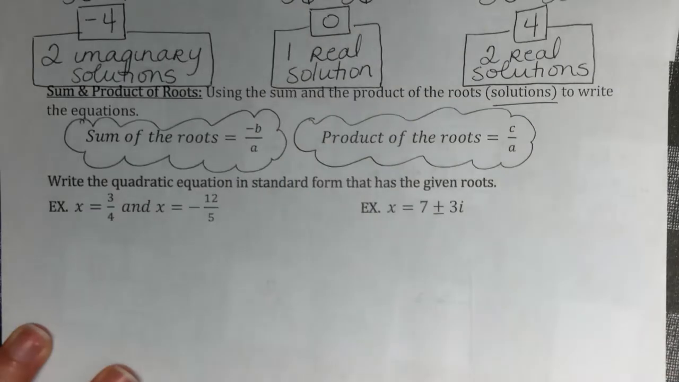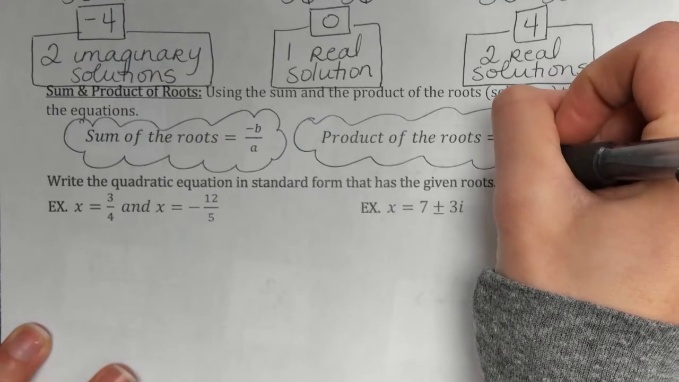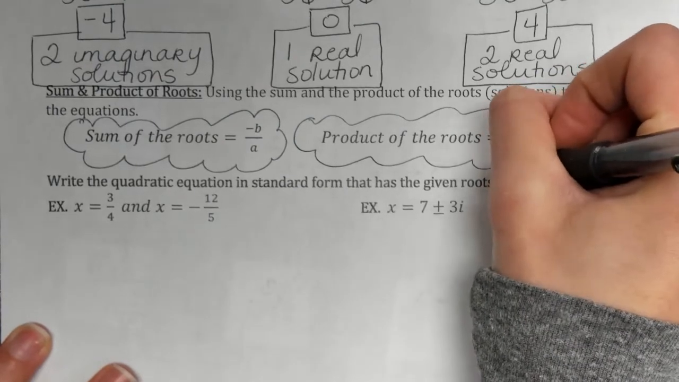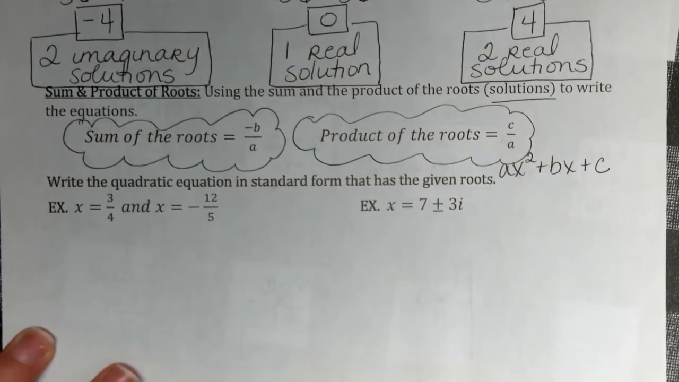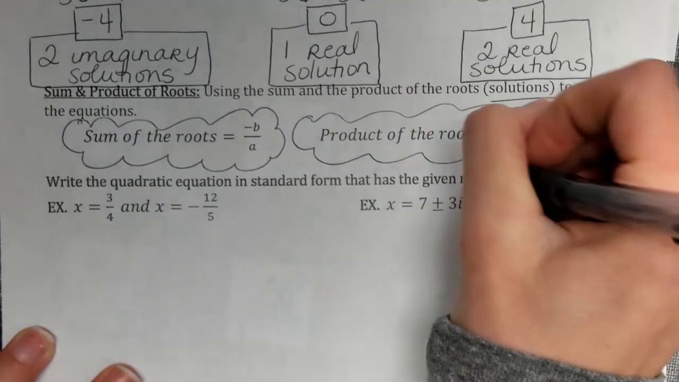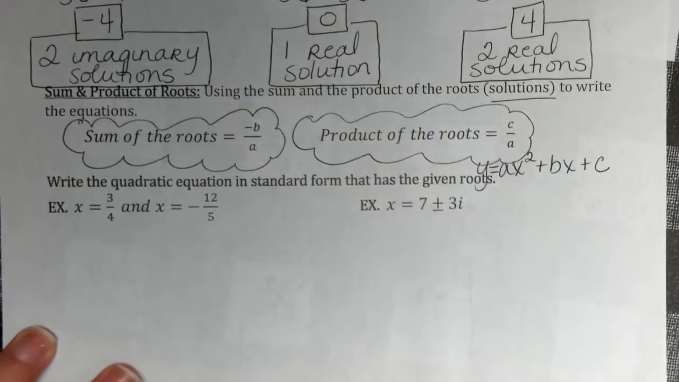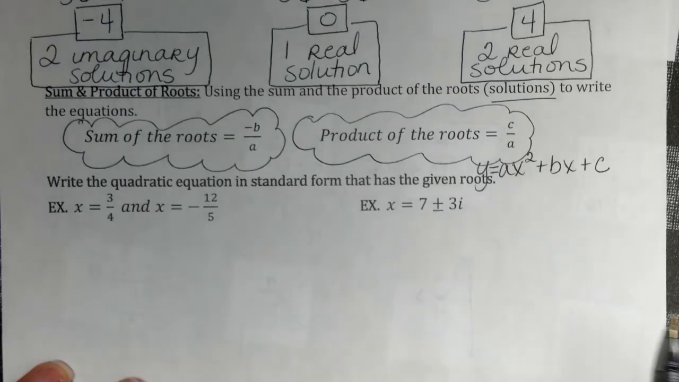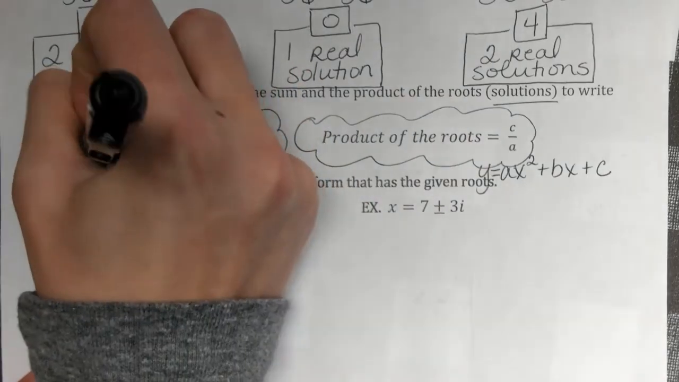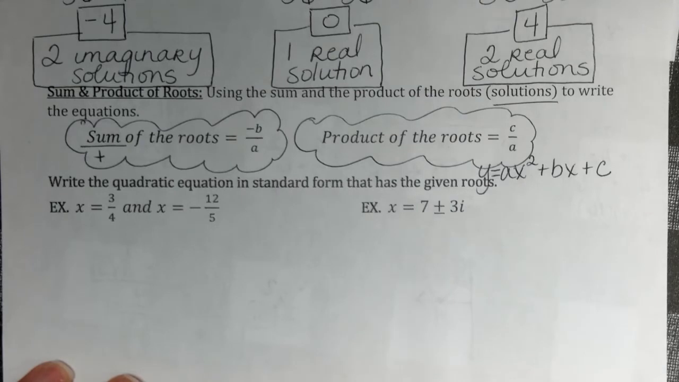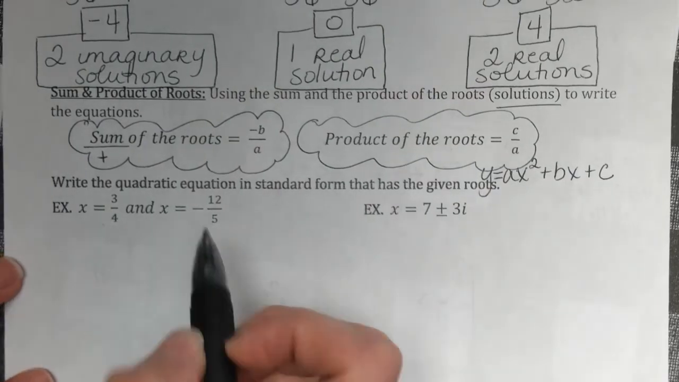You're going to have to know the difference, okay? And remember, your goal is to get ax squared plus bx plus c, okay? Now, it's going to be an equation, so you should have y equals, okay? So write the quadratic equation in standard form that has the given roots. Okay, well sum, what are you doing with sum? What does that mean? You're adding. So for the sum of the roots, you're going to add them together. Whatever I give you, you're going to add them together.